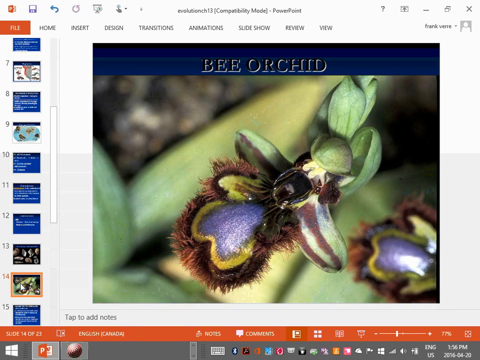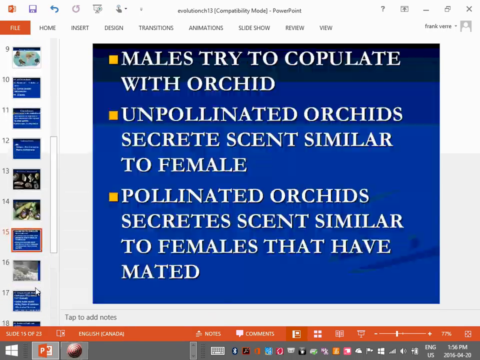But here's the thing. This bee orchid evolved to look like a bee. It evolved not because it wanted to evolve, but obviously there was an advantage to looking like a female bee, and obviously this is in response to an environment full of bees, right? So when one organism evolves in response to another organism, it's called coevolution.